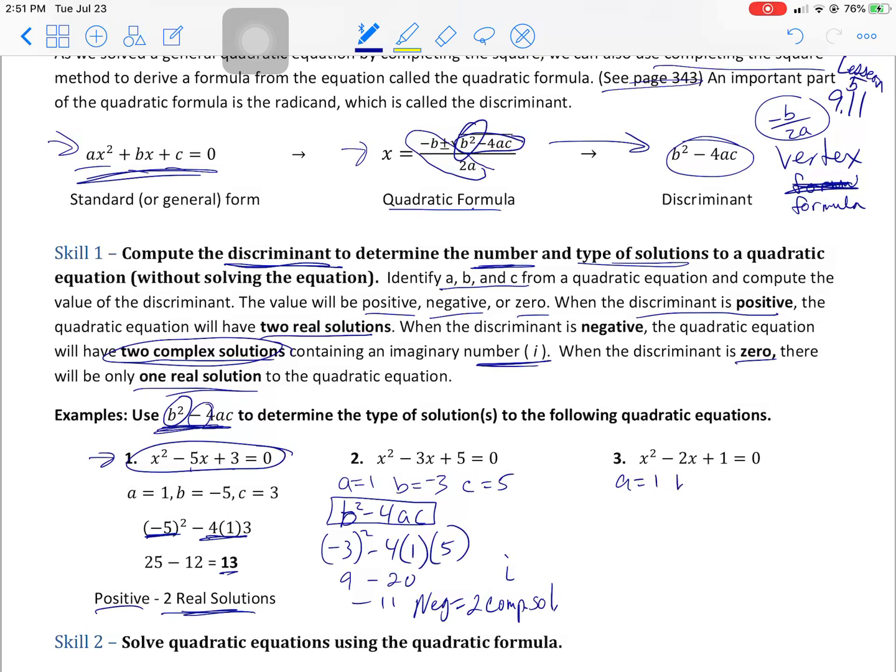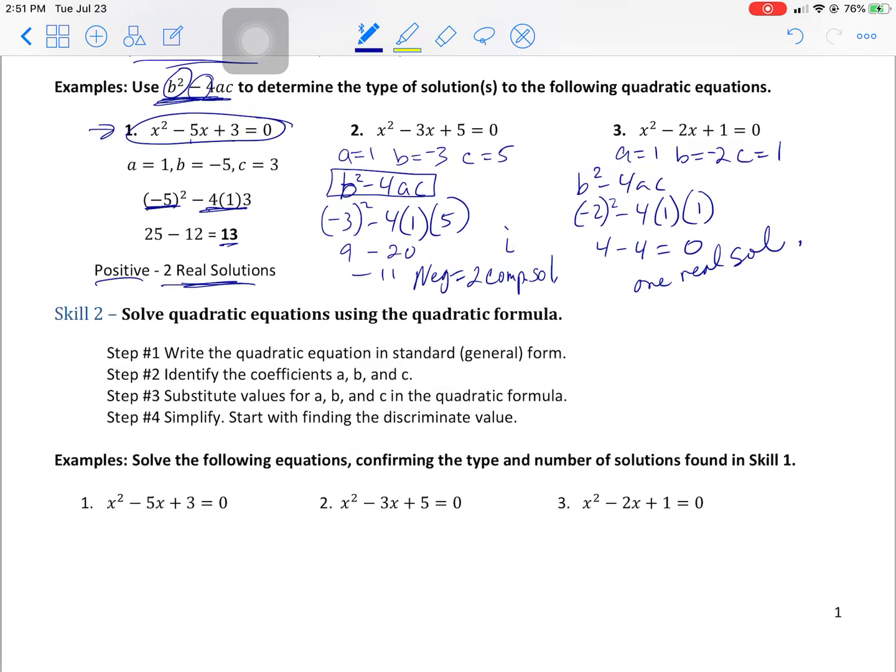A is 1, B is -2, C is 1, b squared minus 4ac. So b squared would be -2 squared minus 4 times 1 times 1. Yes, I write it all out to show my work. Let's see, this would be a 4 minus 4. This would be a 0. When I get a 0 as a discriminant, that means I have one real solution. Okay?